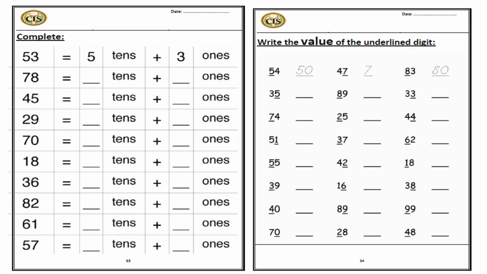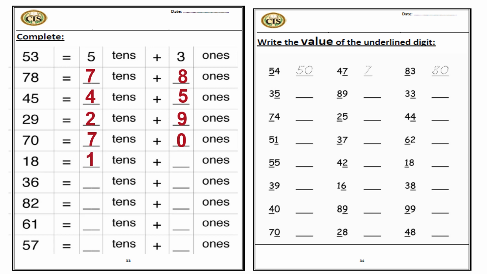Here, complete in page 33. 53, what is tens and what is ones? Here, 5 is tens and 3 is ones. 78, 7 is tens and 8 is ones. 45, 4 is tens and 5 is ones. 29, 2 is tens and 9 is ones. 70, 7 is tens and 0 is ones.